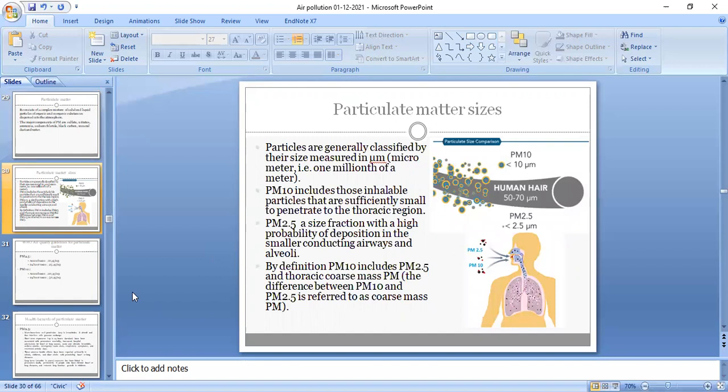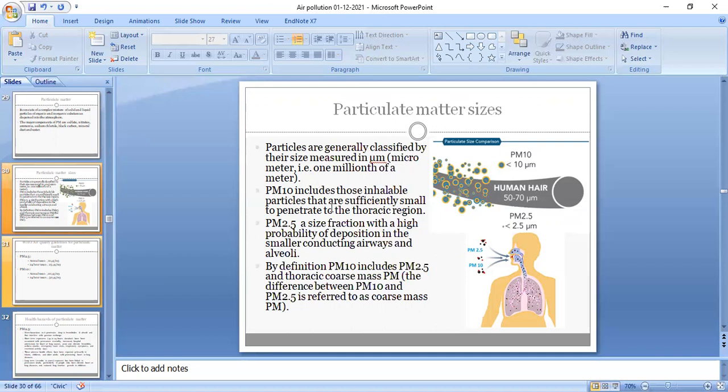Particulate matter sizes are important for causing health hazards. Particles are generally classified by their size measured in micrometers. A micrometer is one millionth of a meter. Particulate matter 10 indicates that the particulate matter is 10 micrometers in size.